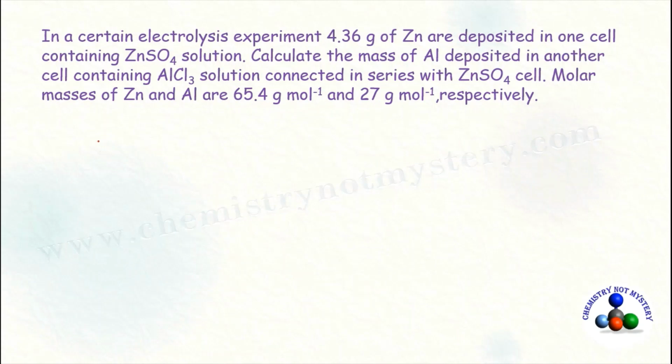First of all, write the reaction that takes place at the cathode in the cell containing ZnSO4 solution. In ZnSO4 solution, the Zn2+ ion will undergo reduction. So you will get the equation: Zn2+ plus 2 electrons gives Zn.